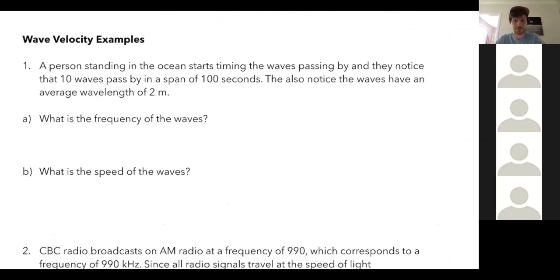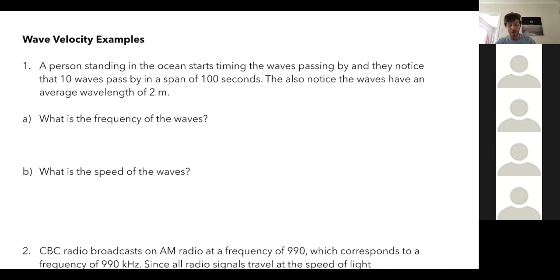So some examples, okay? The hardest part of these things is reading the question and figuring out what information they're giving you, okay? So a person standing in the ocean is timing waves as they pass by, because you know what? That's what every person should do when they go to the ocean. That just makes sense, right? Not lie on the beach, not go enjoy the waves or the sun. No, you're gonna sit there with a stopwatch and time the waves as they go past you.